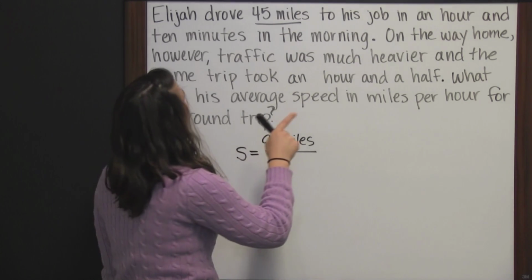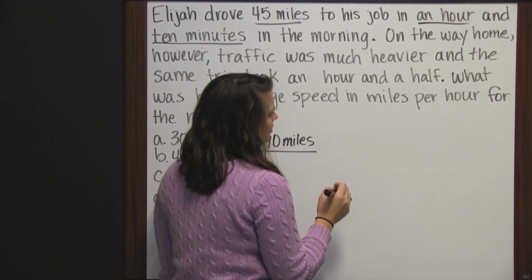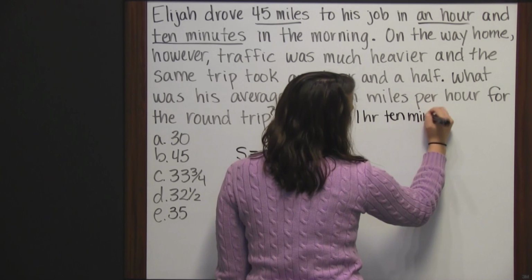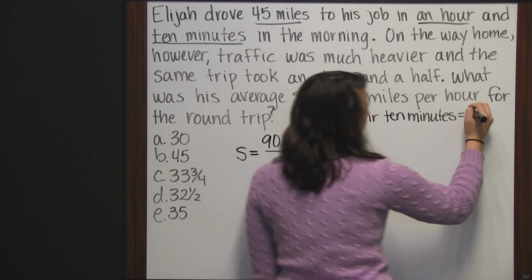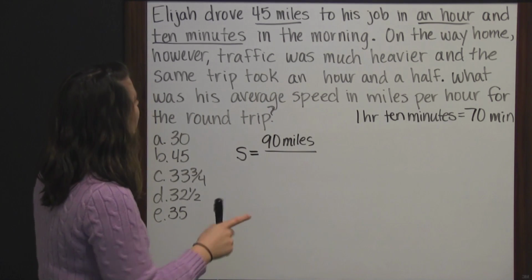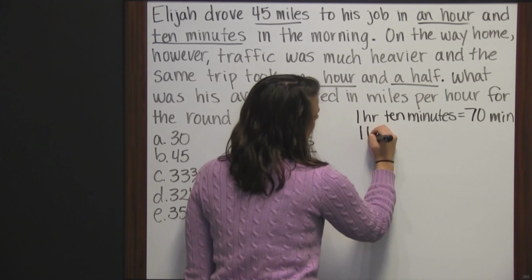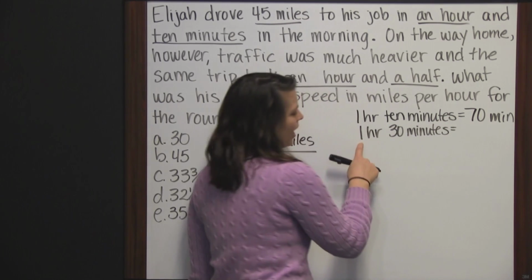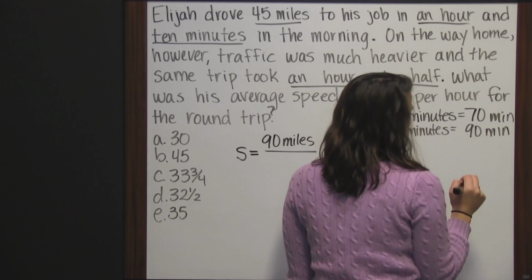It says it took him 1 hour and 10 minutes to get to his job. So 1 hour and 10 minutes is a total of 60 minutes plus 10 minutes, 70 minutes. Then on the way home, it took him 1 hour and a half. So 1 hour, 30 minutes. Again, 60 minutes plus 30 minutes means a total of 90 minutes.